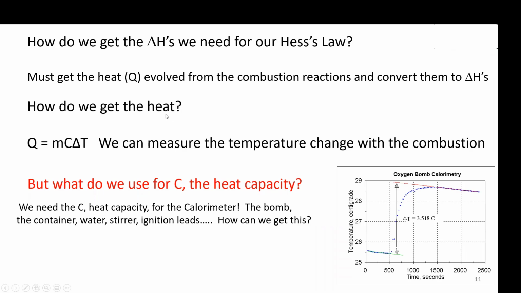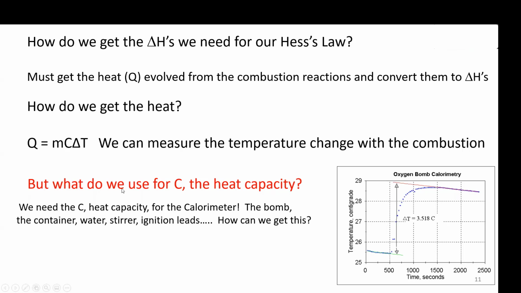Then how do we get the heat, the energy? We can see there is a temperature change. Then how do we get the energy? In our homework one that we did that exercise, we can use the mass times the heat capacity times the temperature change, then we can get the heat of the combustion.